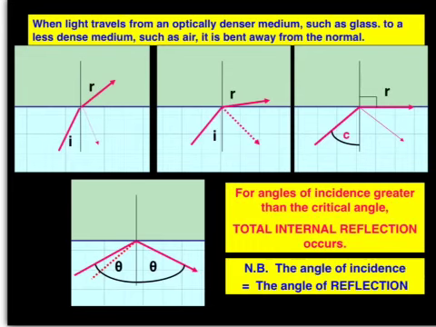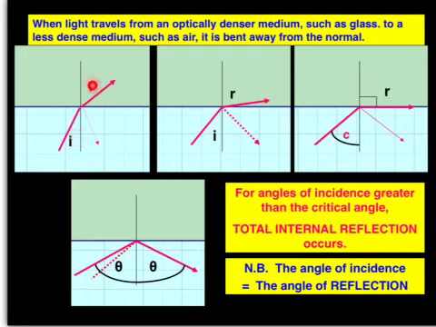Critical angle and total internal reflection only occur when light goes from an optically denser medium, say glass, to a less dense medium, say air. So look at this diagram here. We have a ray of light going from, let's say, glass into air. Here is the angle of incidence, angle of refraction.